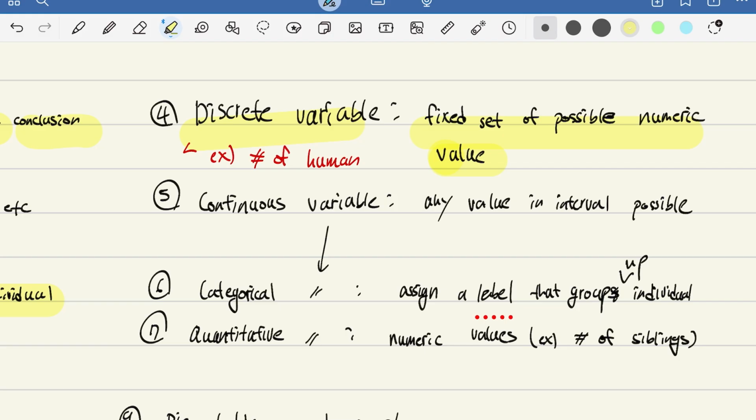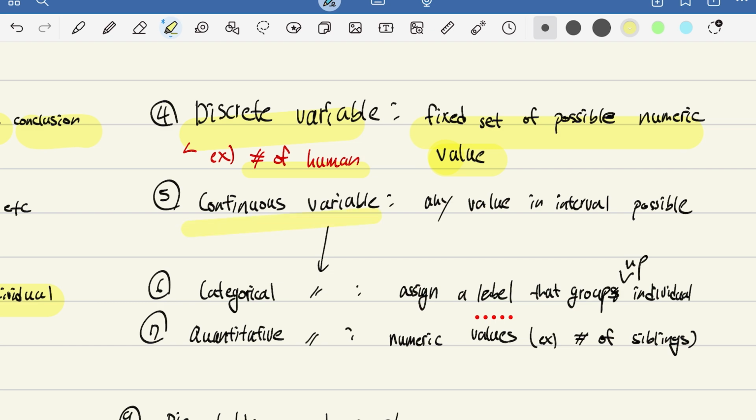And this means that when we count numbers of humans, we usually count it as one person, two people, three people, four people, like that, right? There's no such thing as 1.5 people. That's the reason why we count the number of humans as a discrete variable.